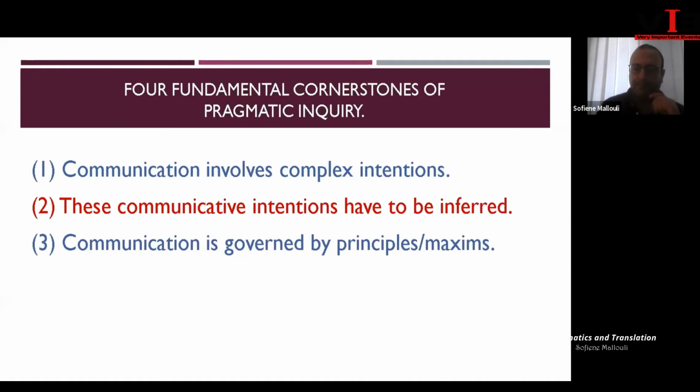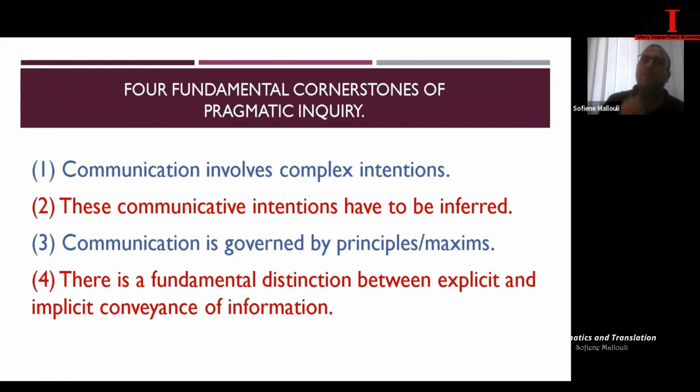The fourth area of inquiry of pragmatics is the following. There's a fundamental distinction between explicit and implicit conveyors of information. So after 1, 2, 3, the area of pragmatics is investigating the way communication works, the way people's intentions work. And we need to identify the explicit and the implicit way to deliver a message, right? Let me give you an example.